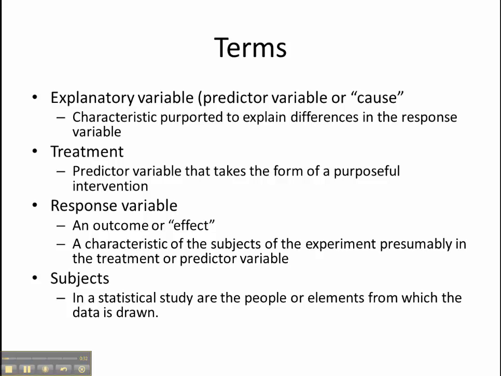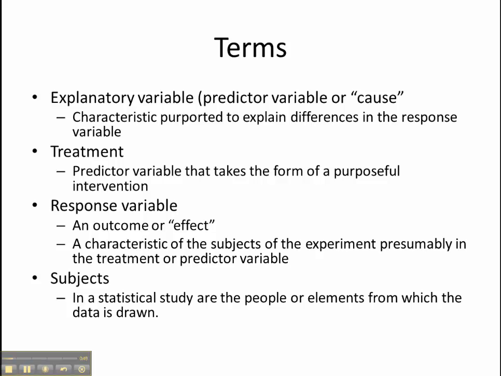The response variable is an outcome or an effect, a characteristic of the subjects of the experiment, presumably in the treatment or predictor variable. And subjects in a statistical study are the people or elements from which the data is drawn.